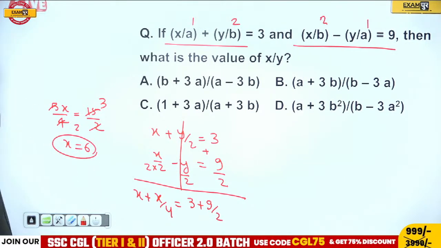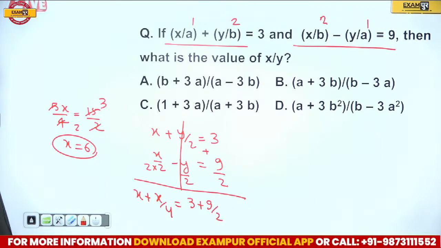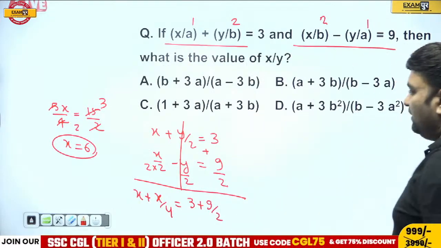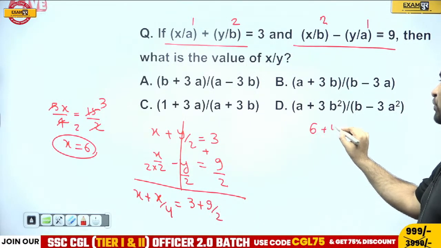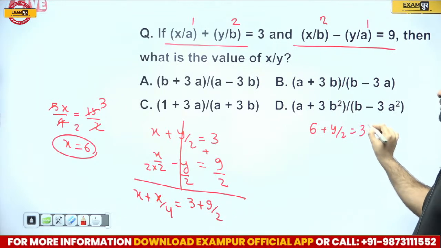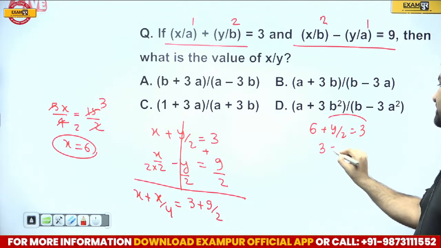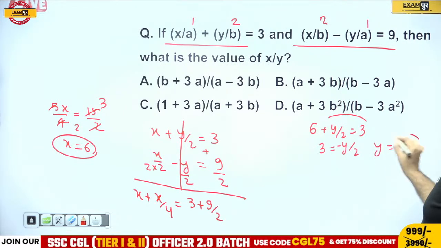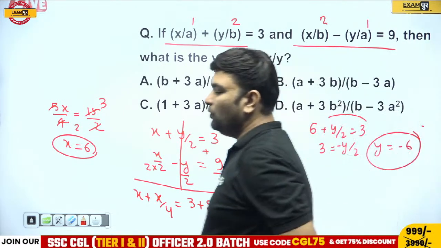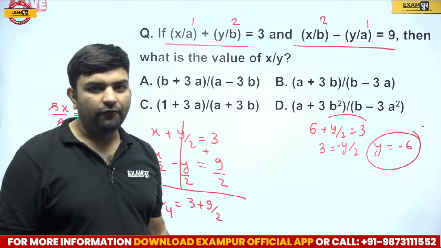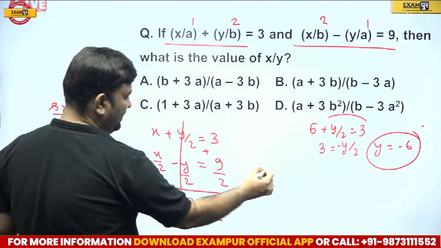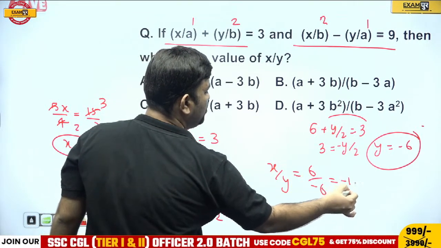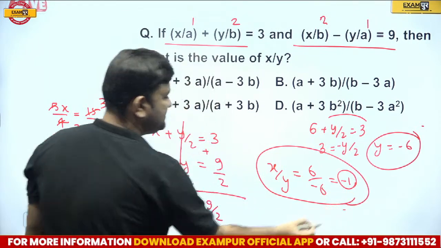X comes out to be 6, guys. What is x? 6. If x is 6, then (x plus y) by 2 is 3. You will take this over there. 3 is equal to y minus y by 2. So y is minus 6. Y is minus 6. So what is x upon y? X upon y is 6 over minus 6, which is minus 1. Whoever will give you minus 1 is your answer.